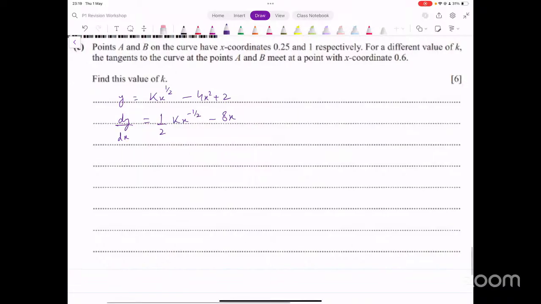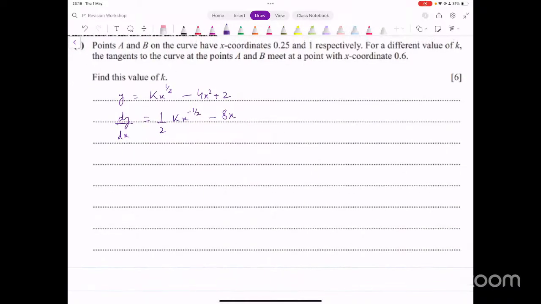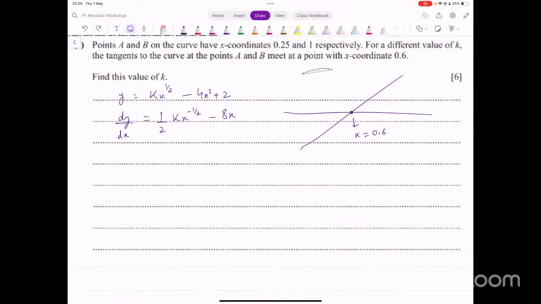Now they're saying there are 2 points, A and B, with these x coordinates, 0.25 and 1. The tangents at these 2 points meet at a point with x coordinate 0.6. Now, what do you understand from that? There's one tangent, there's another tangent. They meet at this point. This point has an x coordinate of 0.6. Now, how do you find points of intersection of two functions? You solve them simultaneously, but before that, we need those two functions. So we need the equations of these two tangents first of all.